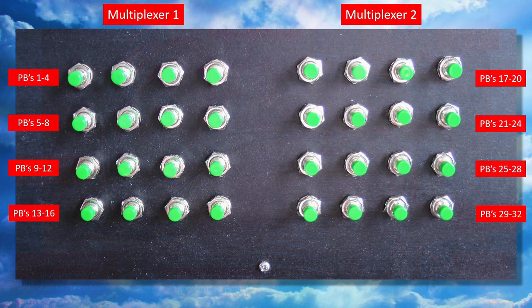And just something for you to remember for later, the way I've wired up these push buttons to the multiplexers is in rows of four. Over this side is for multiplexer one, and over this side is for multiplexer two. And when I check this later in Windows, you'll know which buttons I'm pressing and in which order. So we've got push buttons 1 to 4 here, 5 to 8, 9 to 12, 13 to 16 on multiplexer one. And then 17 to 20, 21 to 24, 25 to 28, 29 to 32 on multiplexer 2.